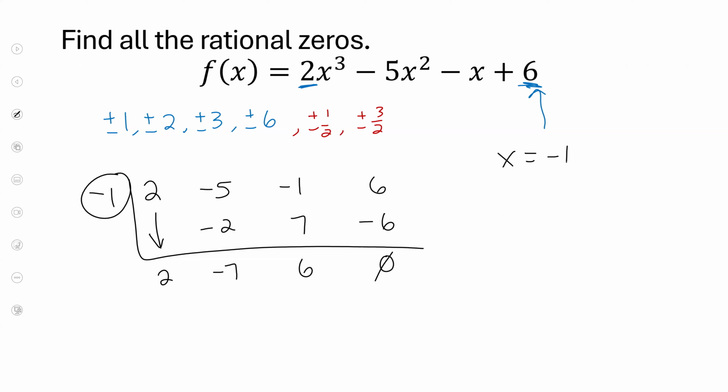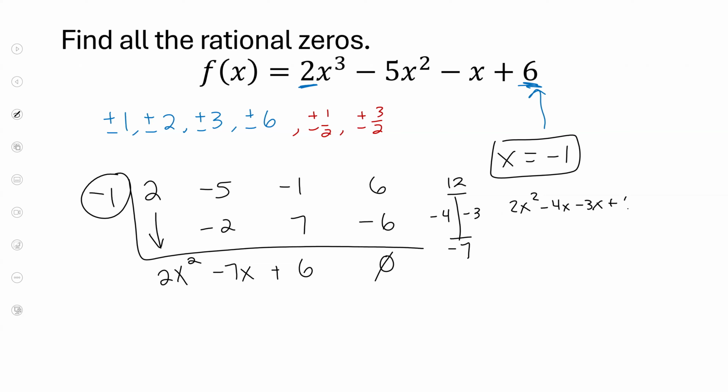X equals -1. Now you can continue guessing from our list by doing synthetic division over and over again until you find all the factors. I'm just going to stop here and I'm just going to factor it. So this will be x squared minus 7x plus 6. So if I do an eye chart, I get 12, -7, that's -4, -3. So I'll have 2x squared minus 4x minus 3x plus 6. This is actually kind of long, so I might just choose to do synthetic division.